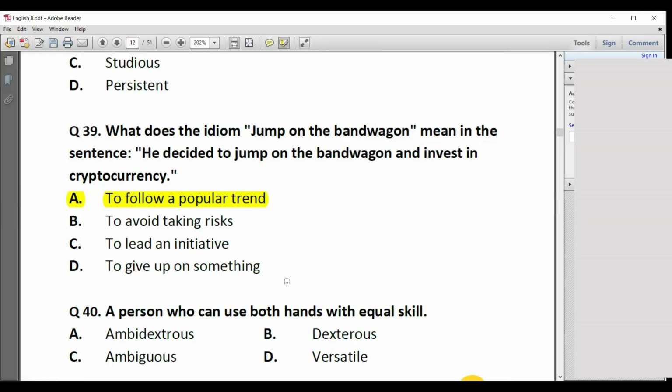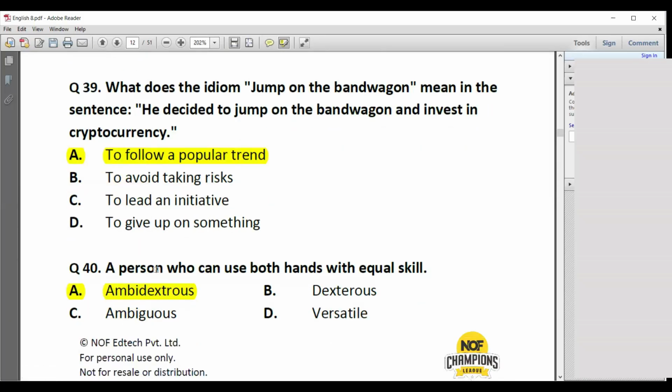Question 40. A person who can use both hands with equal skill. A, ambidextrous. B, dexterous. C, ambiguous. D, versatile. The correct option is option A, ambidextrous. With this, we have come to the end of sample paper 1 for class 8 English.